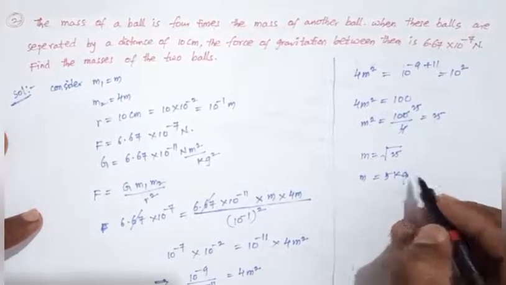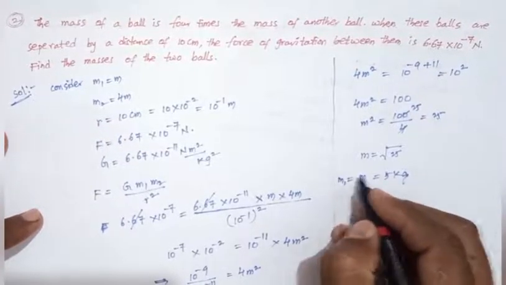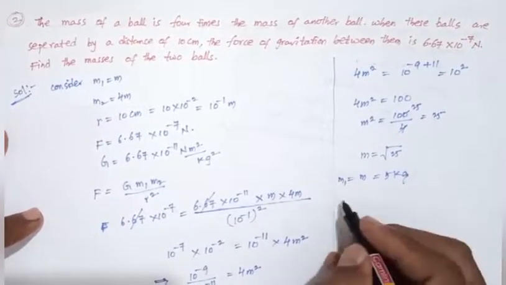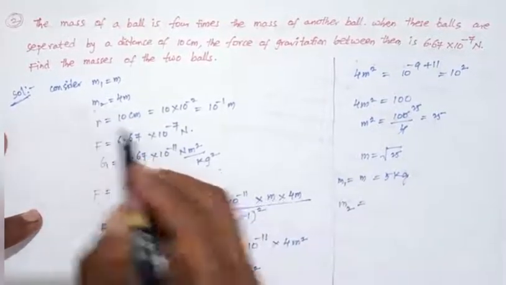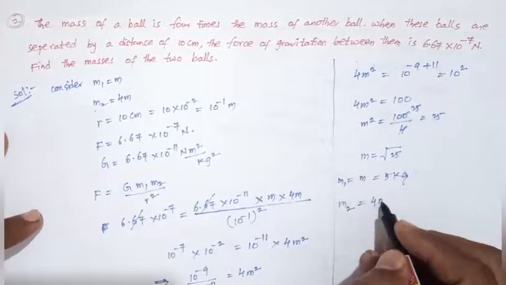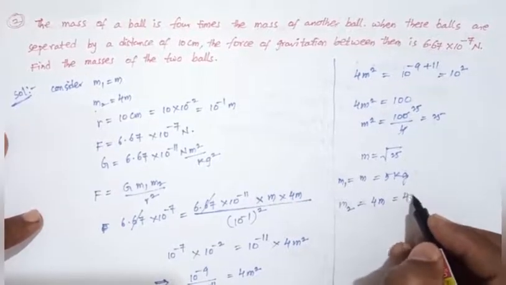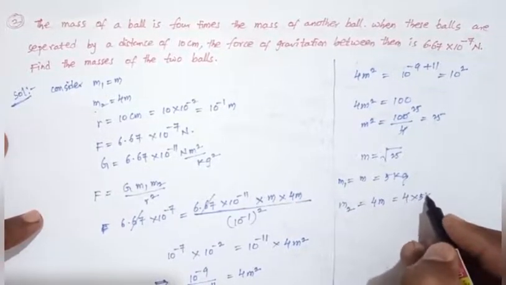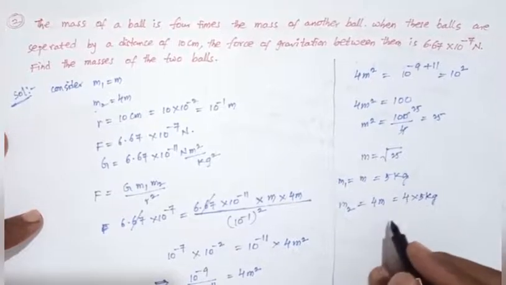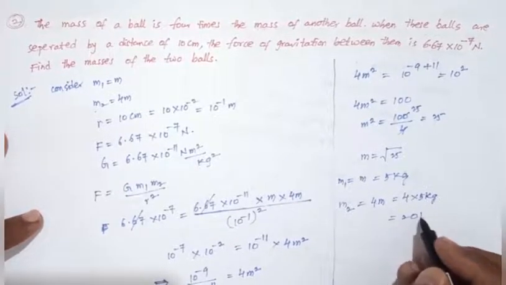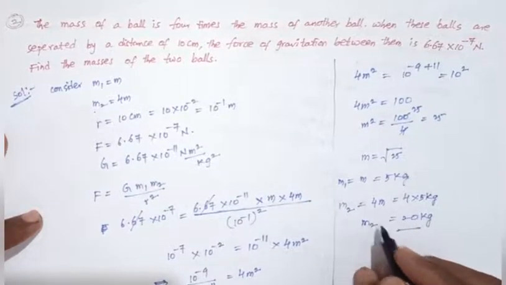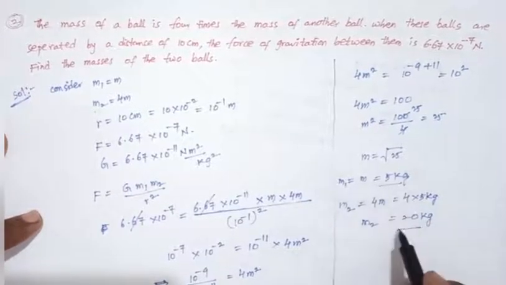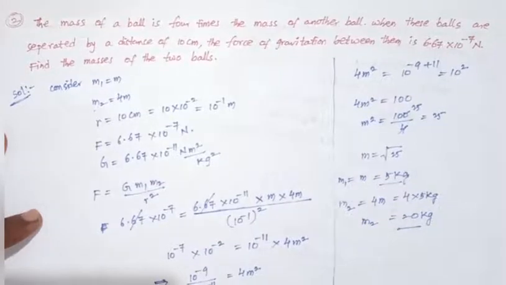Okay, first mass m1 equals 5 kilograms. Next, what is m2? m2 equals 4 into m, that equals 4 into 5 kilogram, which is 20 kilogram. So this is the other ball's mass. m1 equals 5 kilogram, m2 equals 20 kilogram.